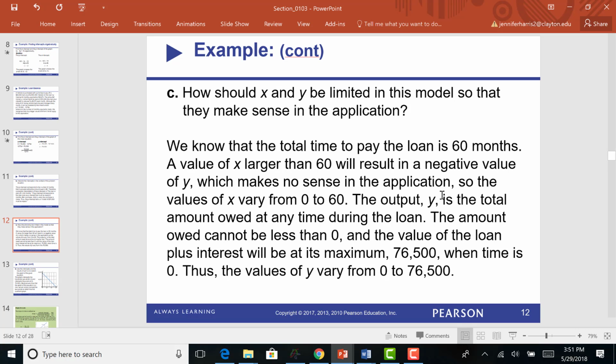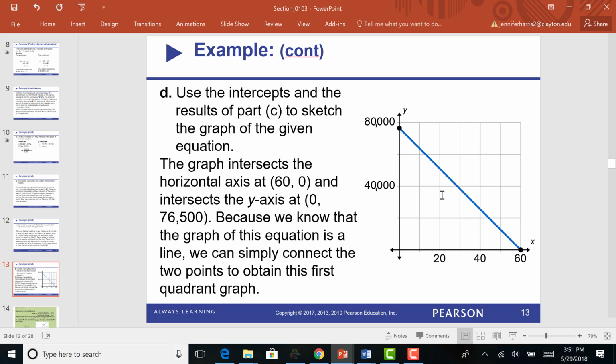All righty. Let's see if there's anything else I wanted to say. When you created your x and y axis for this graph, what did your x axis have to be from what to what? 0 to 60 months. And what was your y axis going to be? 0 to, you could do 76,000, 80,000, whatever you were comfortable with for that one. So there's the graph. That's what we had.